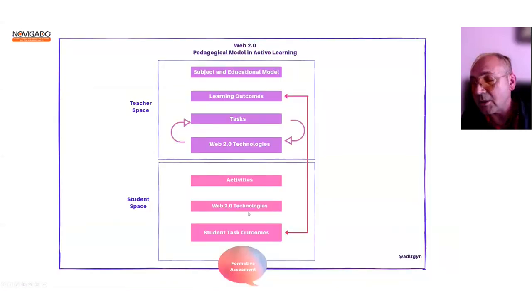Here, the pedagogical model for technology in active learning is one I created a few years ago. It has the teacher's space and the students' space. The teacher is responsible for creating the tool, the activities and tasks, and the technology that students are going to use while doing this activity, and the students are going to do this activity using the technologies and then create very meaningful outcomes, and then formative assessment by the teacher, or some differentiated assessment methods, can be used here as well.